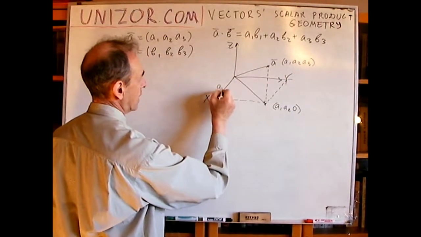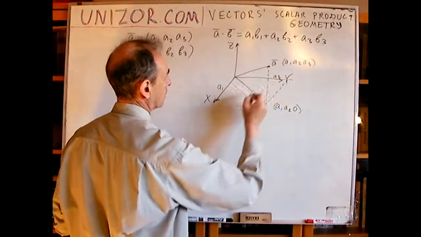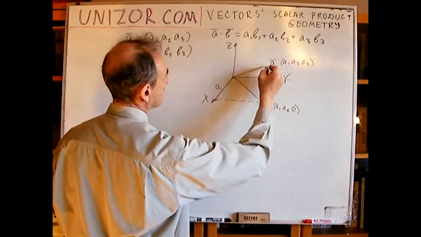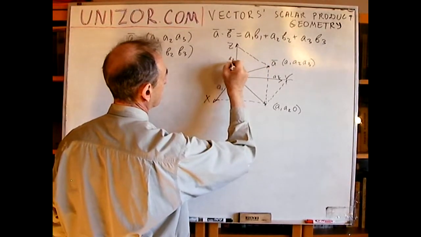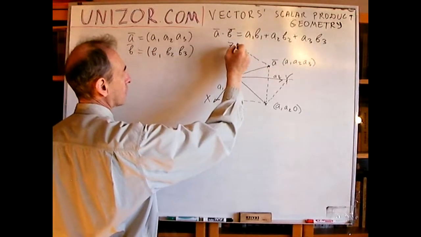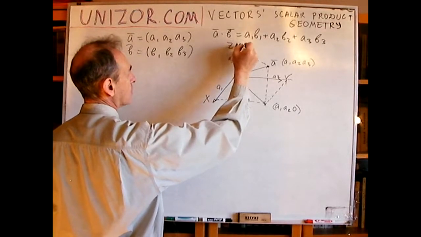Now this would be A1, this would be A2. Now projection onto the Z will give me A3. And this point obviously would be 0, 0, A3.